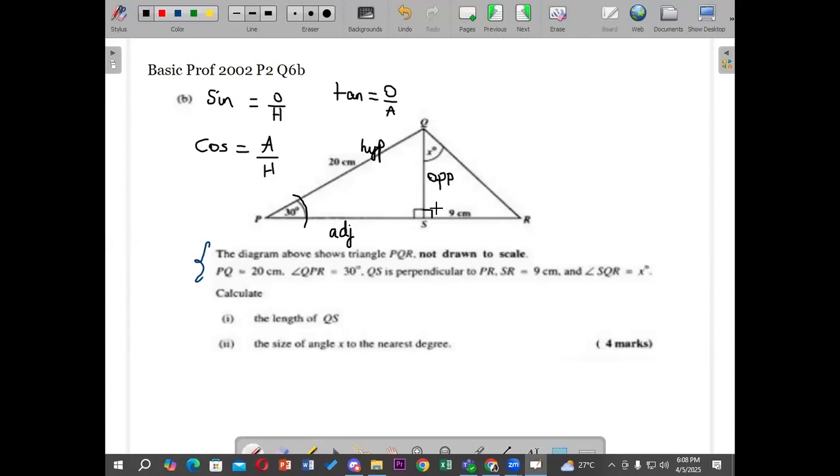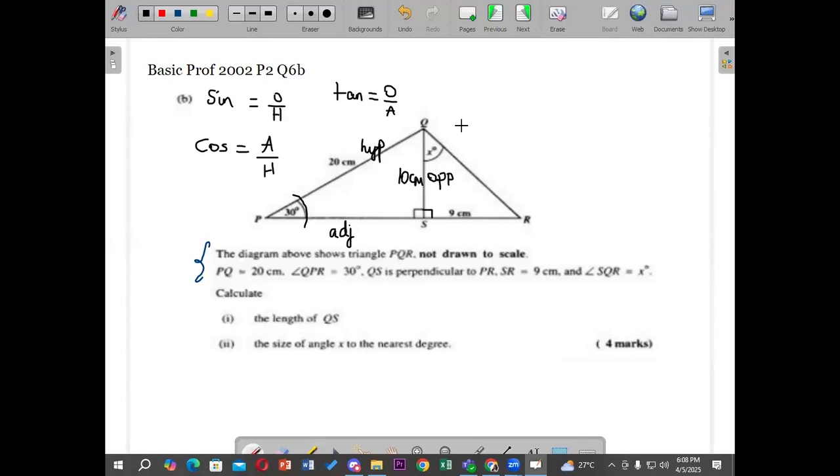Next, the side that we're given is 9 centimeters. We just worked out the length of QS, right? We got the length of QS to be 10 centimeters. So we also know this information.